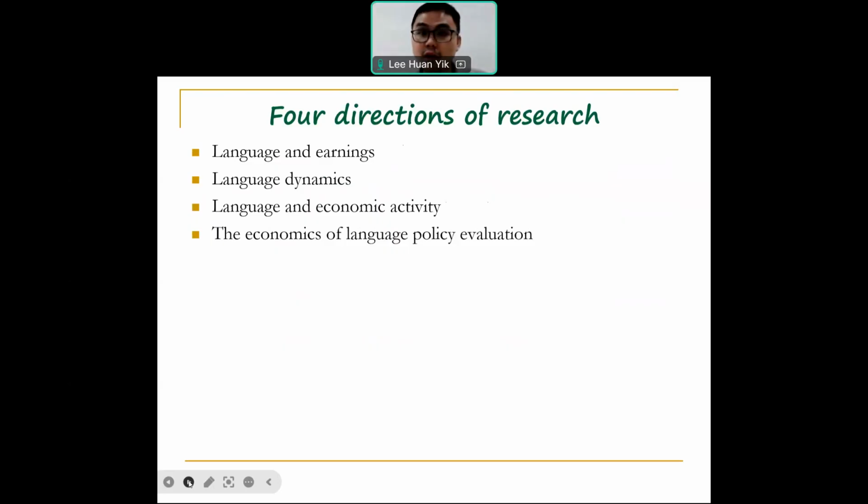So language and economic activity: which language helps you in the job market, in education, in the economy? And how do you evaluate a language policy from an economic point of view? What is your return on investment, and so on and so forth.